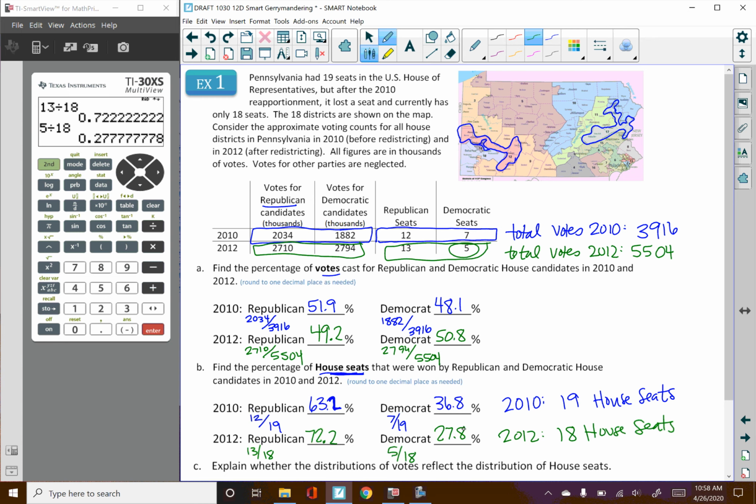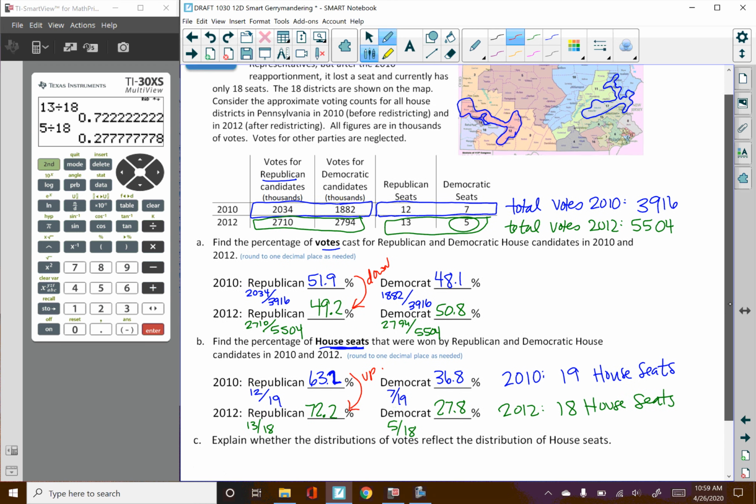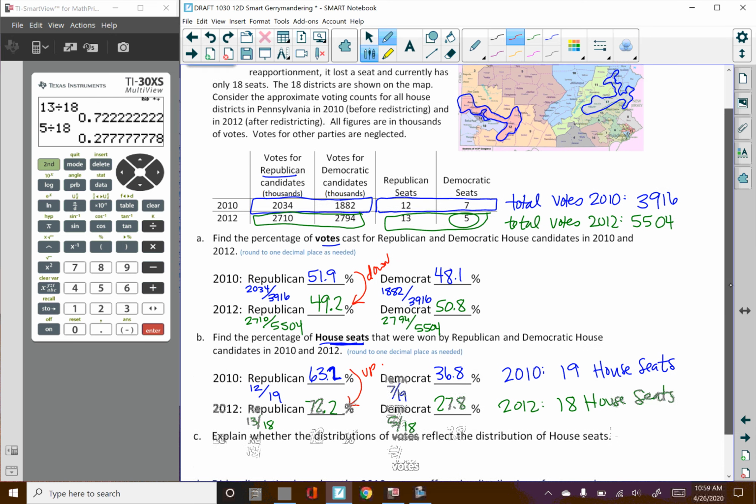Okay, so interesting things happened here. So if you look at the percentage of Republicans, it actually went down. It was 51.9%, and now it's only 47.2%. However, the amount of seats they got went up by almost 10%. So they have less voters now, but they now have more representation in the House. So this is the problem of gerrymandering.